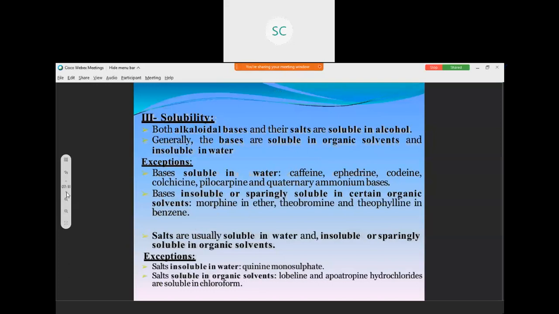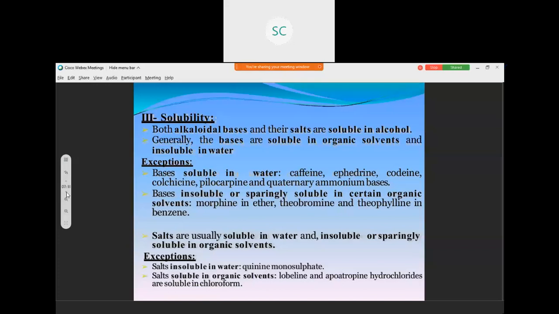In these physical properties, third one is solubility. Both alkaloidal bases and their salts are soluble in alcohol. Generally, the bases are soluble in organic solvents and insoluble in water. But some exceptions are there. For example, caffeine, ephedrine, codeine, colchicine, pilocarpine, and quaternary ammonium bases are soluble in water.